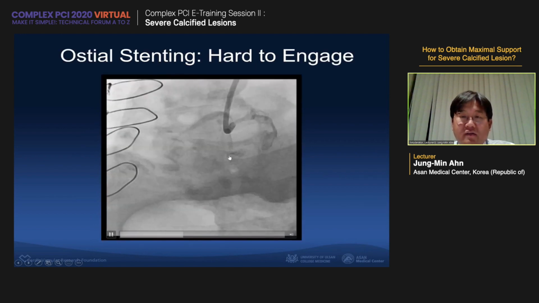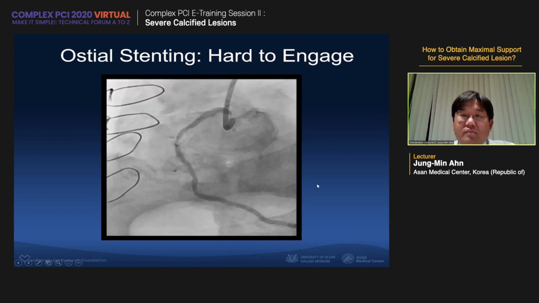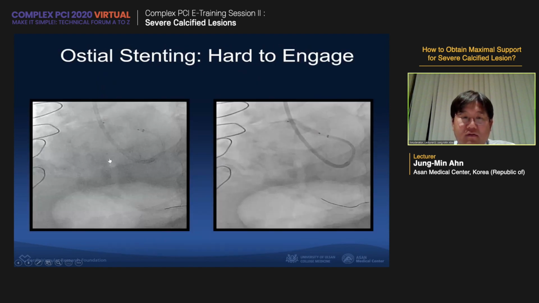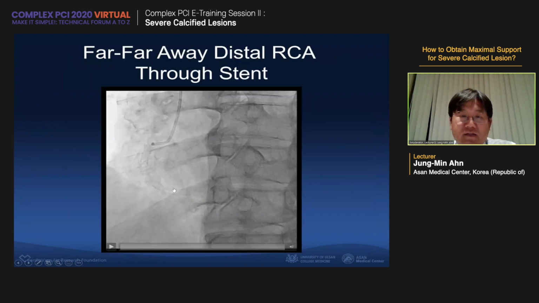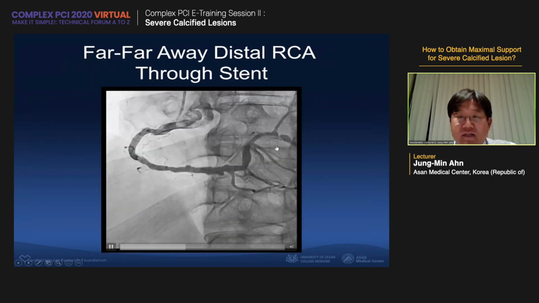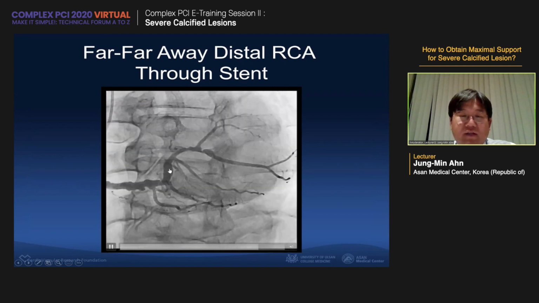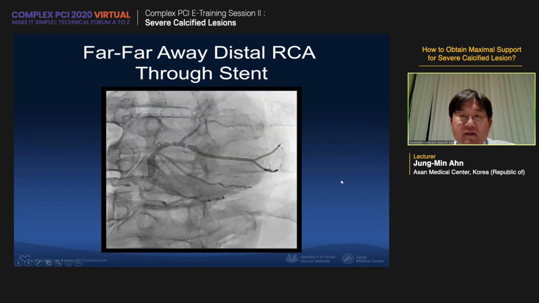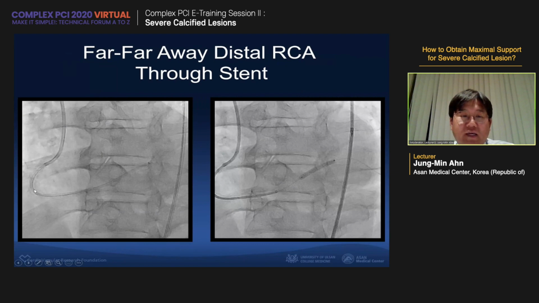Ostial lesion, yes. With an ostial lesion, using the guide extension catheter, you can engage the lesion, and then you can deliver the device. And sometimes the lesion is very distal, like this, and you cannot deliver the balloon or stent. Then you can deep engage the catheter to the distal, and then you can deliver the stent and balloon.